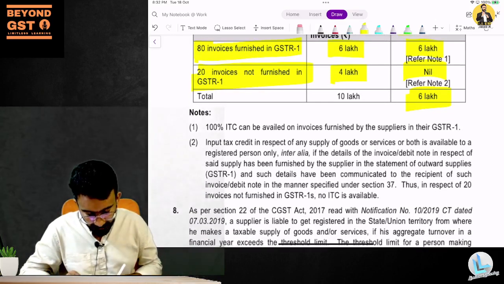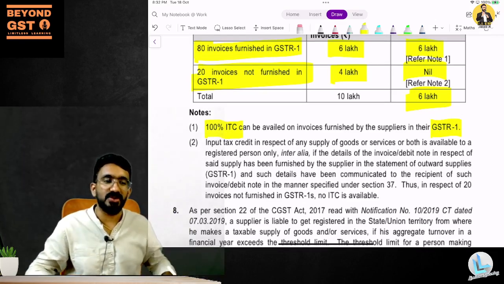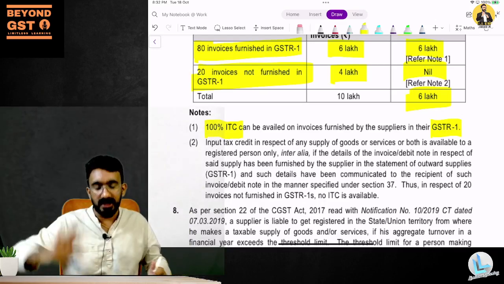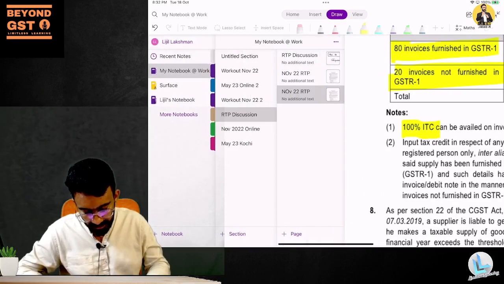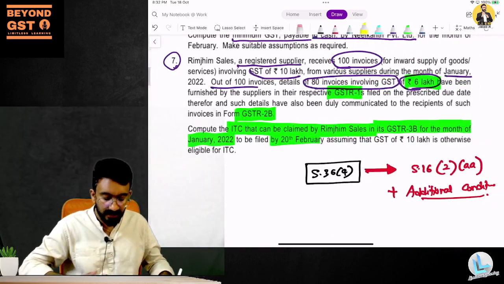I can take 100% credit for anything that is reflected. No credit for something that is not reflected. Earlier, it was 5% extra credit. Now that is not there. Only what is reflected you take. Is it clear? This is an amendment that we have. Is it clear? Can I have a quick yes on the chat box, everyone?